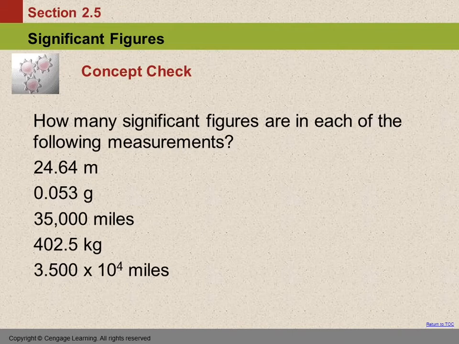So here's the example page that I was looking for. So we got extras. How many sig figs in each of the following measurements? How about that first one? 4. No zeros, that's easy. 0.053. 2. Leading zeros don't count. 35,000 miles. 2.